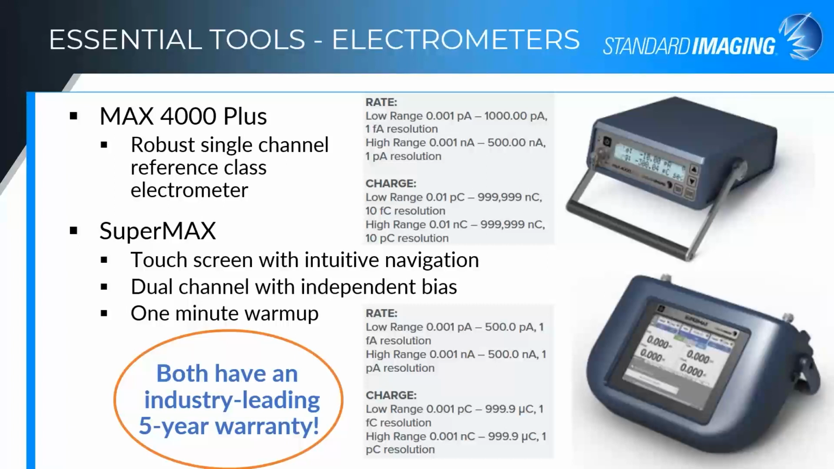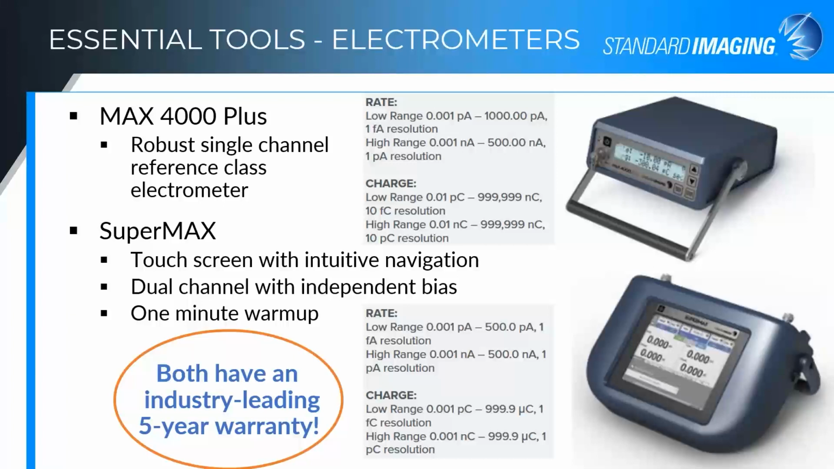I agree. So in terms of our electrometers, the Max 4000 Plus, which is at the top of this slide, is kind of our workhorse. It's the robust single channel electrometer, reference grade, used in countless clinics. I don't know how many of these we have around the world, but this is a highly popular electrometer. The Supermax is our top-end electrometer. It does have a touch screen. It has dual channels with independent bias, and it has that short warm-up. It also has a little bit better resolution at the low signal end of the range.